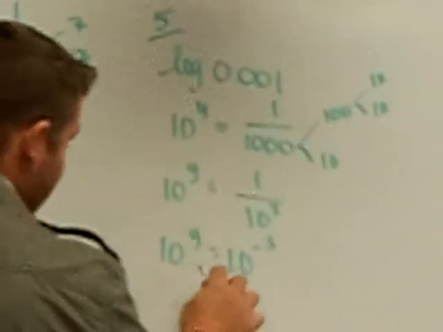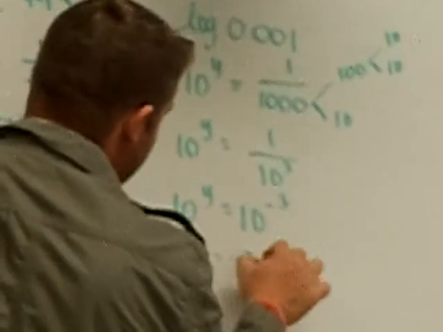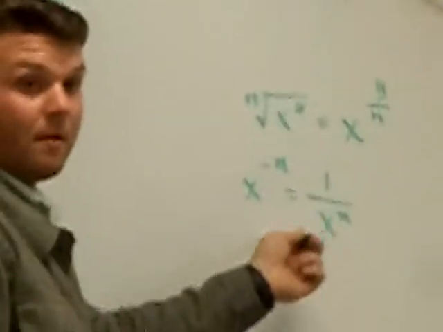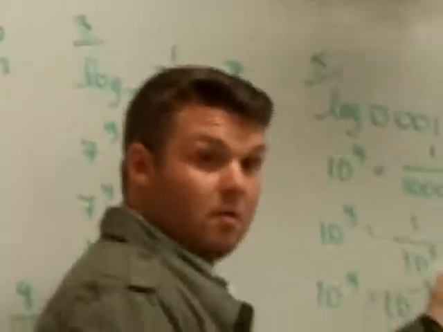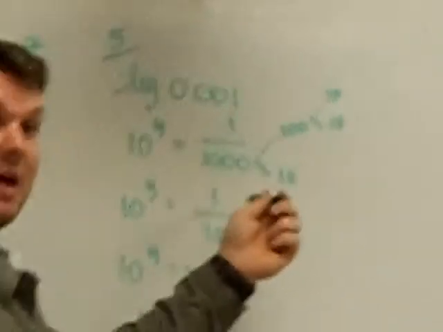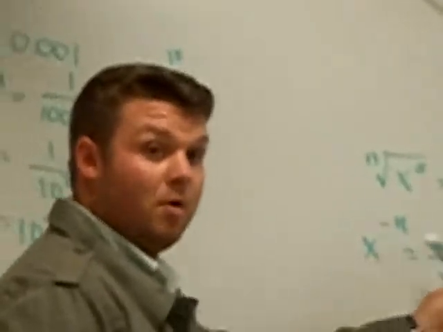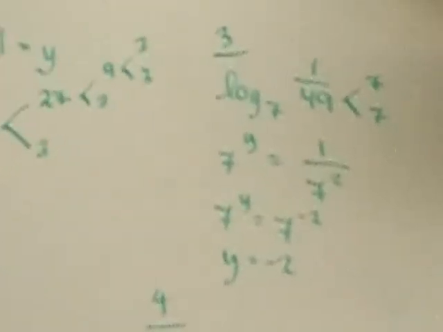Are your bases the same? Drop the base, set the exponents equal to each other. y equals negative 3. Why did we change the 3 to negative 3? Because of the rule of negative exponents. That exponent is in the denominator, correct? If it's in the denominator, I need it to be in the numerator. The only way I can do that is to take that exponent and make it negative. And then if you have a negative exponent, you can make it positive by putting 1 over it. Alright?